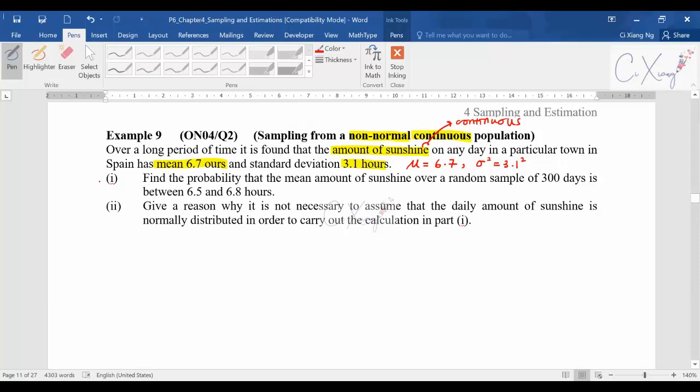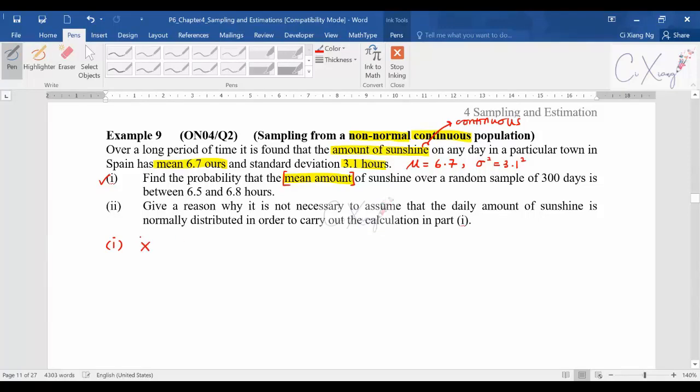Now, first, let us start to answer the question. Find the probability that the mean amount of sunshine over a random sample of 300 days is between 6.5 and 6.8. Please highlight the words mean amount of sunshine. This tells you that it belongs to the sample mean question. So how can we start this kind of question? The keyword mean amount tells you that this is a sample mean question.